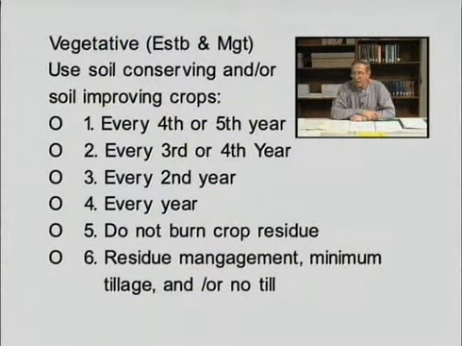Our vegetative management factor at the top of the right-hand column says use soil conserving and/or soil improving crops every 4th or 5th year, 3rd or 4th year, and so on. What this is asking us to do is to determine how often we need to use a crop which will afford considerable protection to that soil against water erosion, and in some cases it could be wind erosion, but the more likely case will be water erosion.